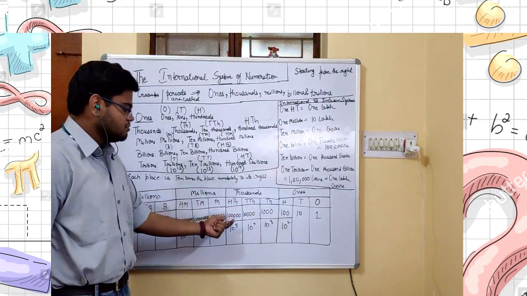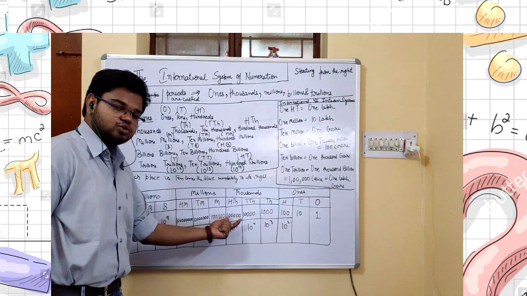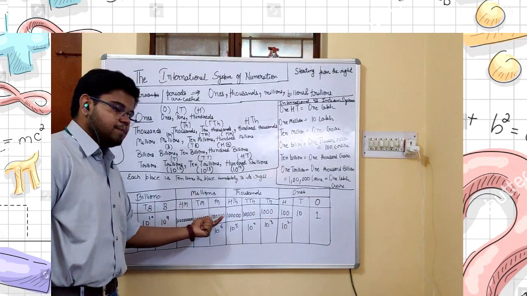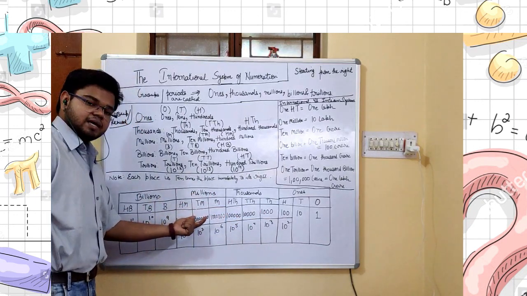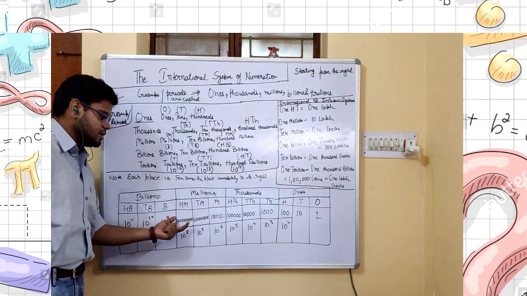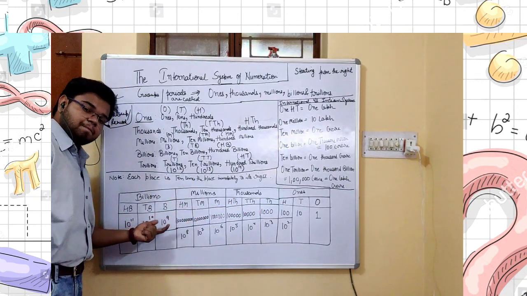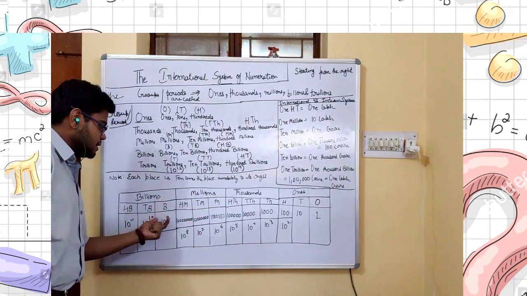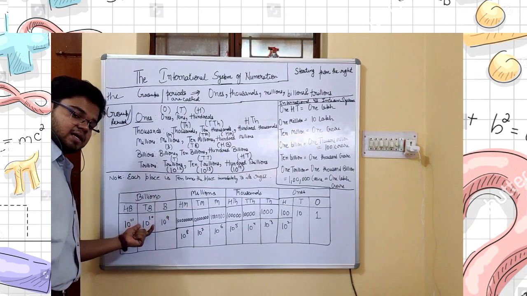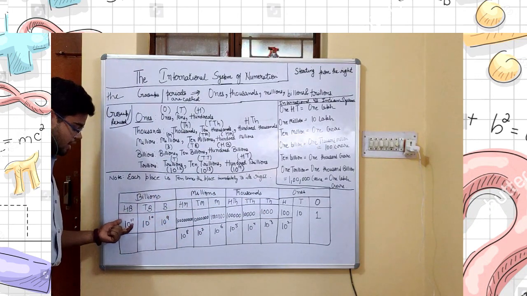Then after that, we have million. 100,000 into 10, million. Million into 10, 10 million. 10 million into 10, 100 million. 100 million into 10, billion. Billion into 10, 10 billion. And 10 billion into 10, 100 billion.